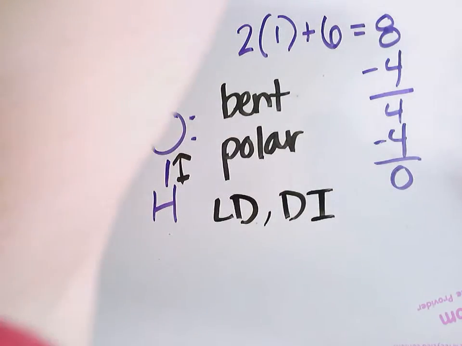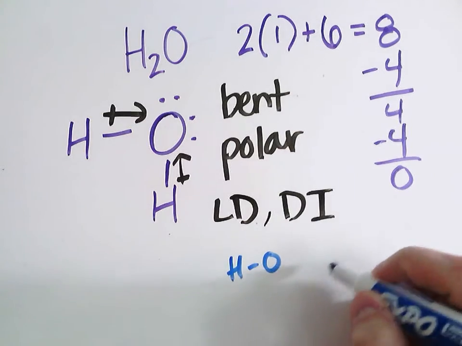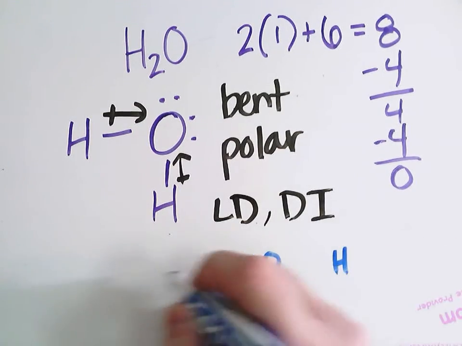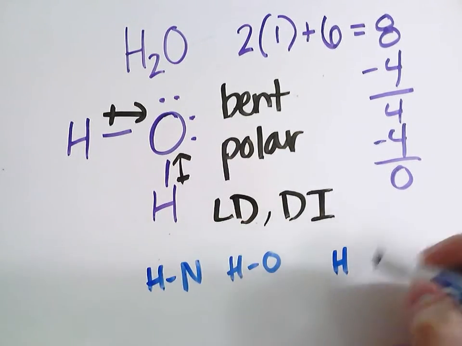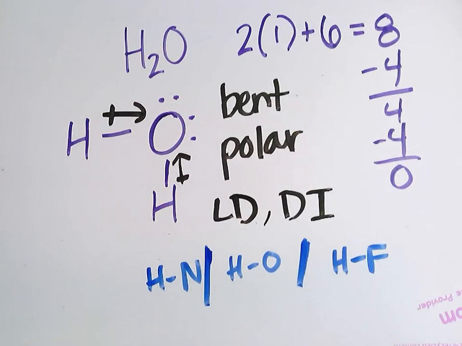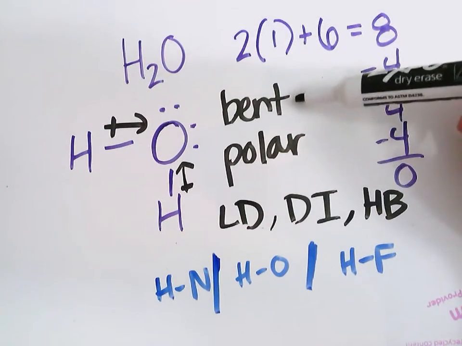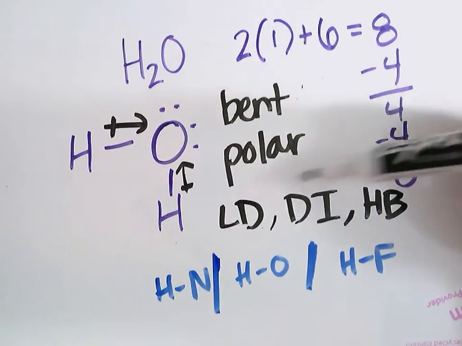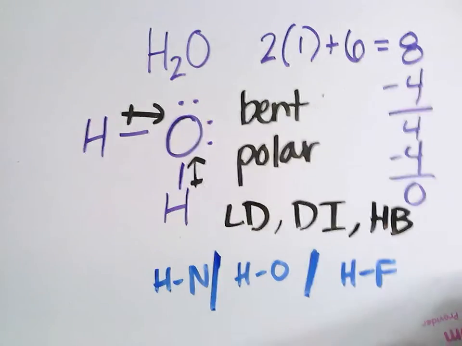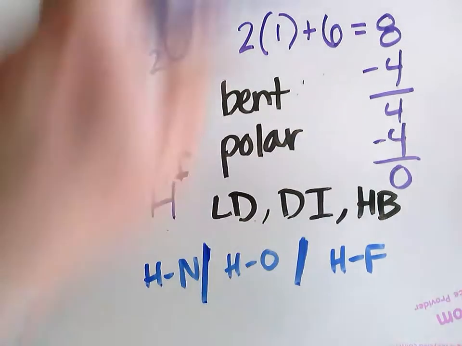Remember, hydrogen bonding can happen between hydrogen and oxygen, hydrogen and nitrogen, or hydrogen and fluorine. Any of those. This has hydrogen and oxygen, so this qualifies for hydrogen bonding, which I abbreviate as HB. So this is bent, polar, and has all 3 intermolecular forces here. Let's check out another example.